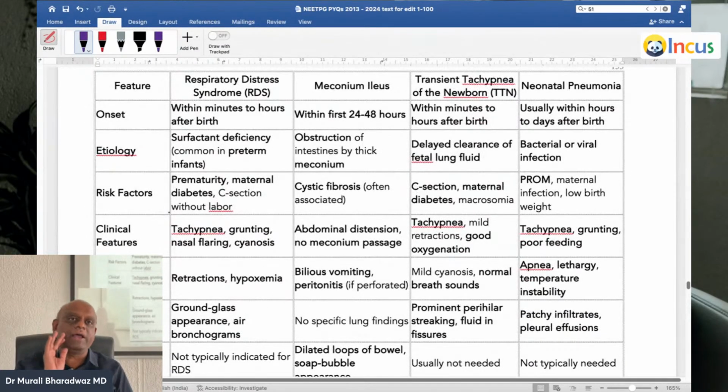So now, doctor, this is a very important table you need to master. I can also get this printed out and give you, but it will be very bulky.